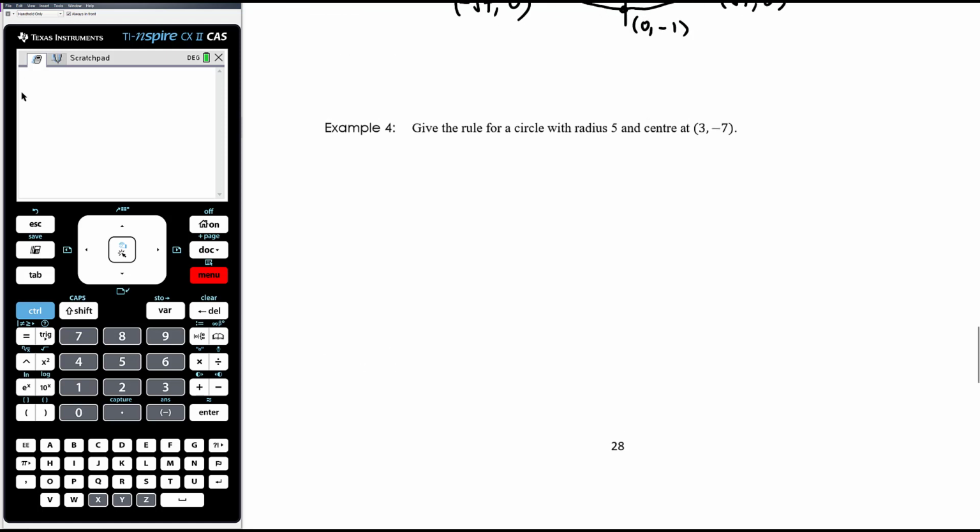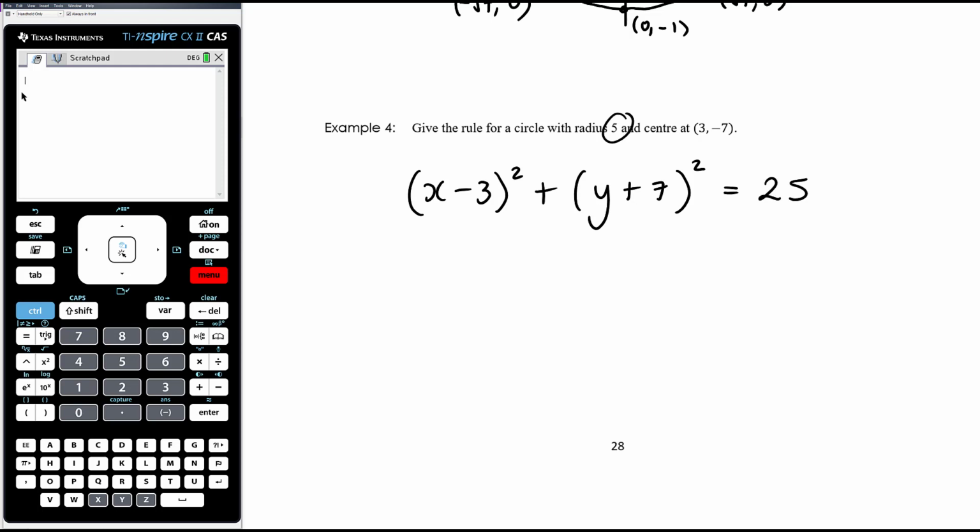Alright, 2 more. Give the rule for a circle with a radius of 5 and a centre at 3, negative 7. Okay, this should be pretty straightforward. We should be able to write it straight down. So we're going to have x minus 3. That's the centre at 3. Plus y plus 7 squared to go down by 7. Okay, so that's our centre at 3, negative 7. And then our radius is 5, and so that's going to equal 25. So there's the equation of the circle.